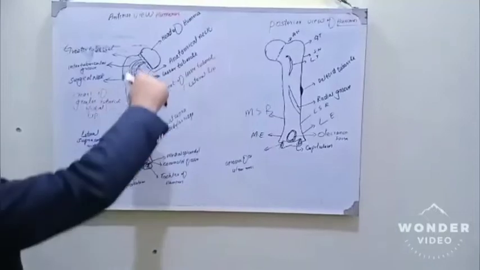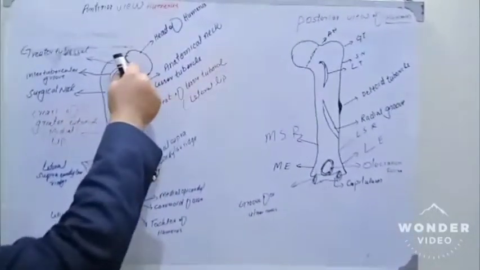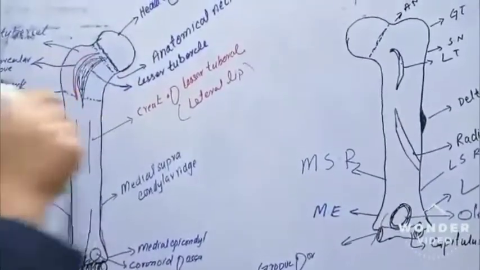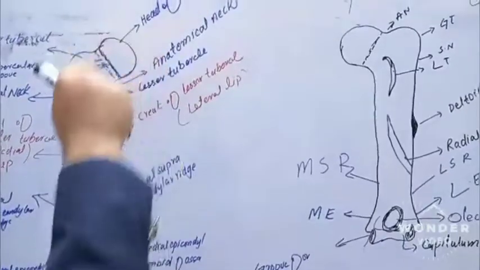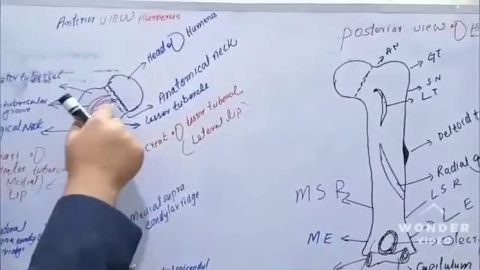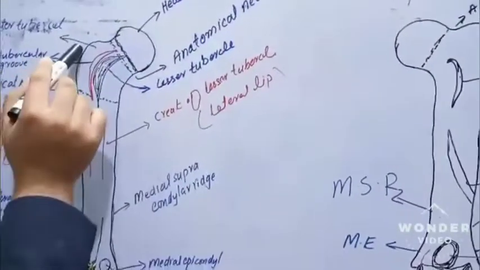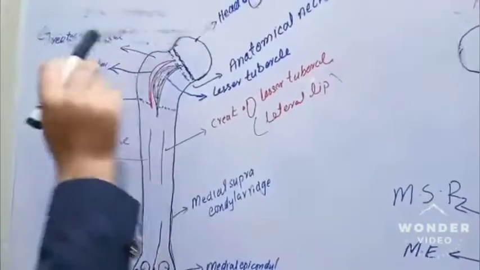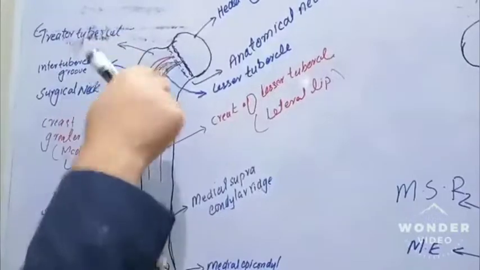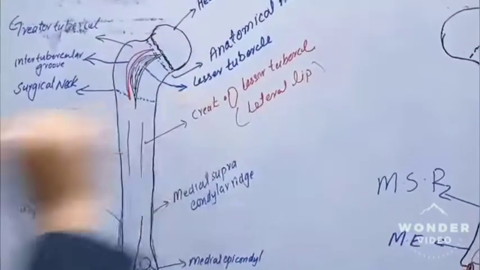You can see here, this is the head of the humerus, and below the head of the humerus, this is the anatomical neck of the humerus bone. Below the anatomical neck of the humerus, there is the greater tubercle, and below the greater tubercle there is the lesser tubercle.